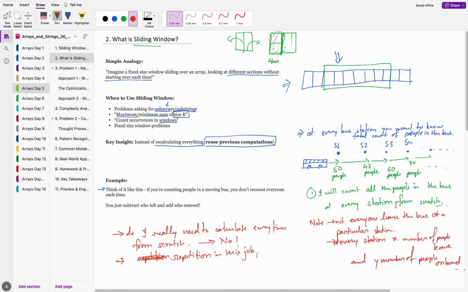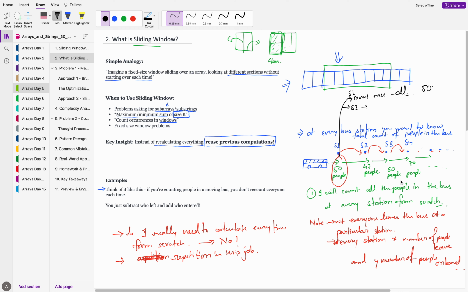The repetition is that the people who have already onboarded from station number one are being counted again at station number two, and some of them are still being counted at station number three and four, and so on. So what I can do is, at the very first station, I can just count everyone once. Okay, I counted everyone. Let's say 50 people. Okay, at S1. At S2, I know the previous station had 50 people.